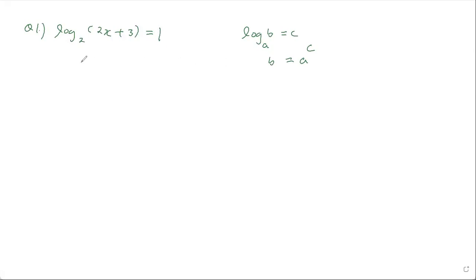So if you follow the rule, then 2x plus 3 has to be equal to 2 to the power of 1. Okay, so 2x would be 2 minus 3, which is negative 1, and x is equal to negative half. I hope that is simple enough. Let's try the second one.